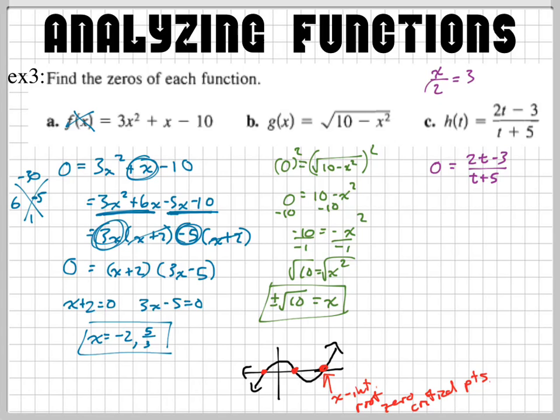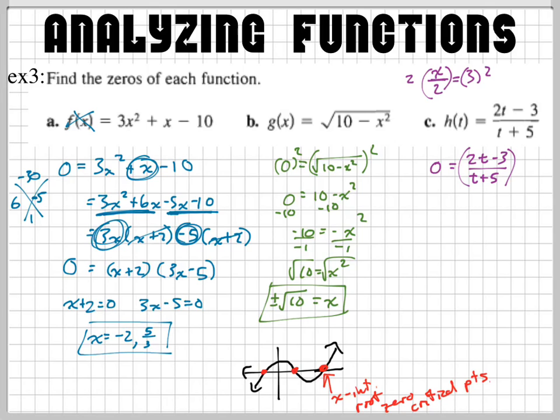How do you get rid of this denominator right here? You multiply it. You do the inverse. This says divide by 2, so multiply by 2. So I multiply both sides by 2, and then these two will cancel out, and then I'm gravy. I just solved it. X equals 6.